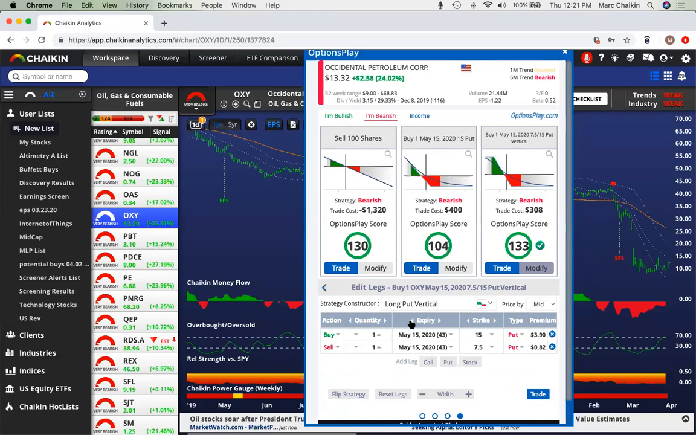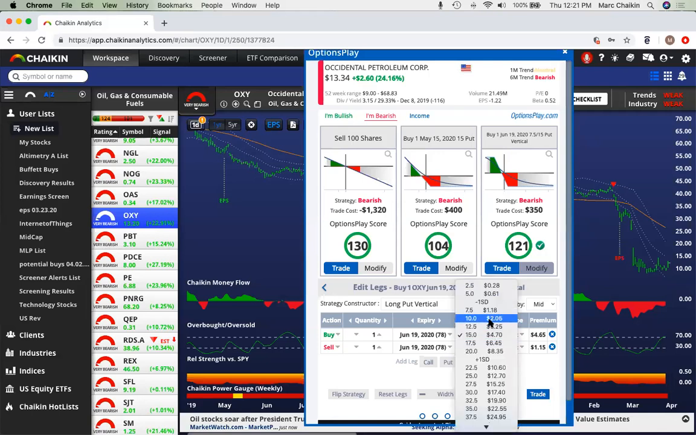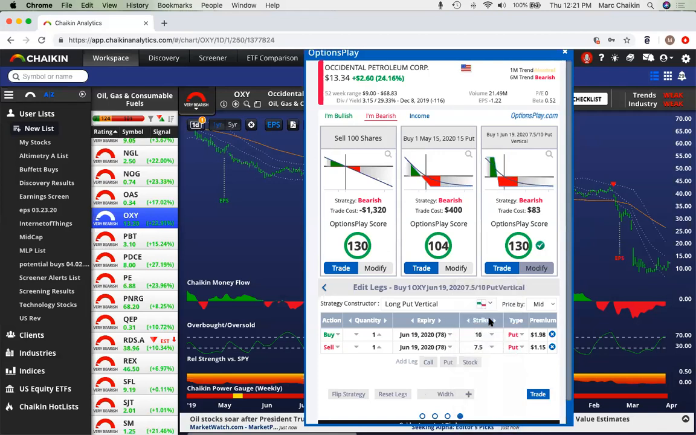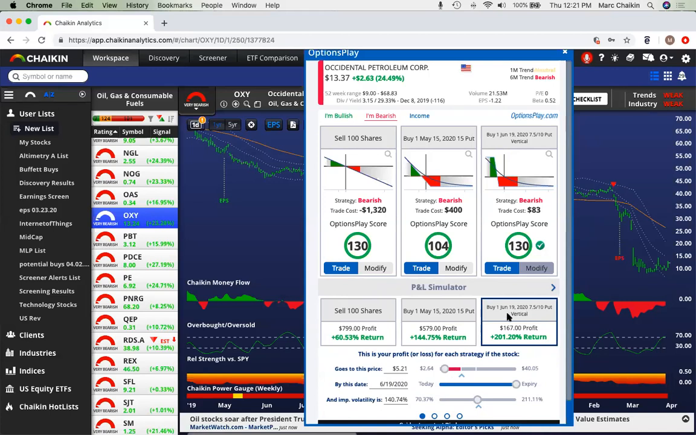And I may want to move the expiration out from May 15th to June 19th. Just by clicking two buttons, I can do that. In this case, it's using a 15 strike price as part of the put. If I want to reduce that to a 10, I cut my cost to $83. I can put on a vertical put spread that has a 2.5 point range, meaning that if this stock drops to 7.5, I make 200% on my money. The beauty of that is I've limited my risk to $83.